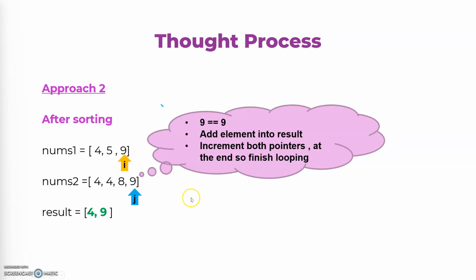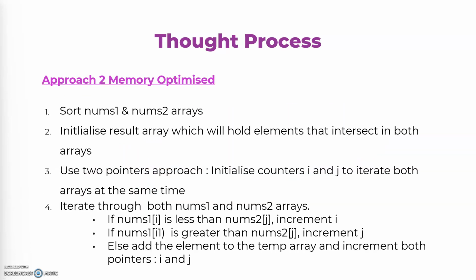After incrementing the j pointer, we check 9 and 9. These two values are exactly the same, so they are the intersecting element, and we will add that into the result. They are at the end of both nums1 and nums2 arrays, so we will come out of the while loop.